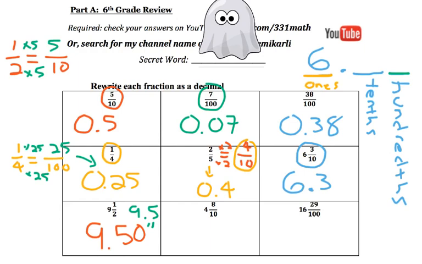4 and 8/10 is pretty easy. We have a 4 in the ones place and an 8 in the tenths place. And then for this last one, we have 16, so that's a 10 and 6 ones. And then we have 29/100, which you would write like this.